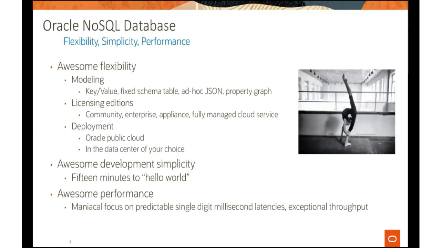Okay, so a bit more about what we've focused on with this NoSQL database: flexibility, simplicity, and performance. And those are really the three key things that we focus on. So flexibility is probably number one. We think we're probably the most flexible NoSQL data store out there today. On the modeling side, you have your choice of key value, fixed schema table, ad hoc JSON. We also have a property graph package that runs on top of us.